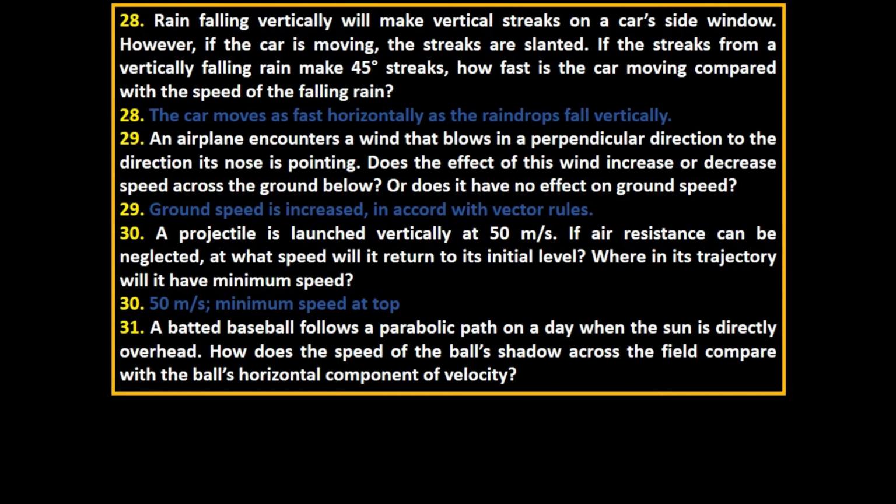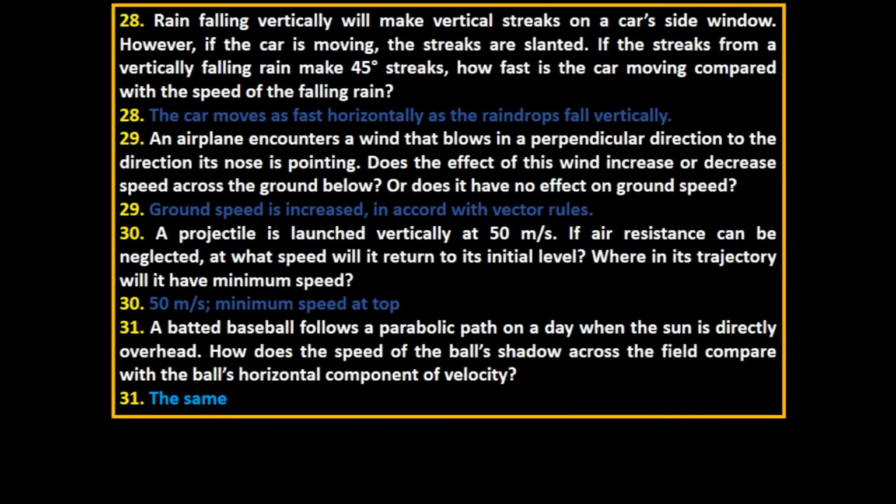A batted baseball follows a parabolic path on a day the sun is directly overhead. How does the speed of the ball's shadow across the field compare with the ball's horizontal component of velocity? Well, for the sun to be directly overhead, you have to be at the equator. That's first of all. But it would be the same, because the shadow is moving at the same speed as the horizontal vector.